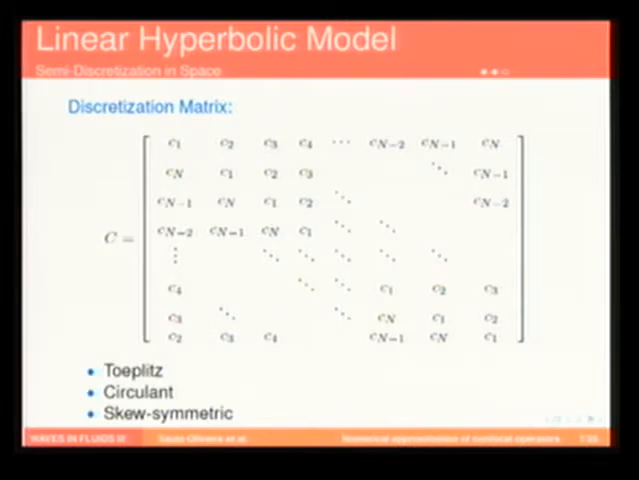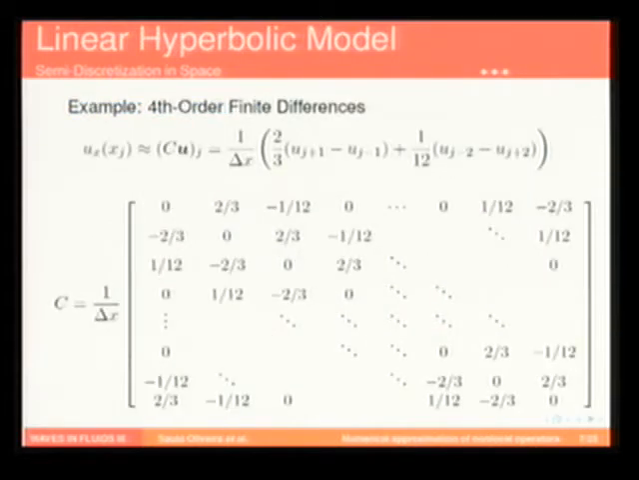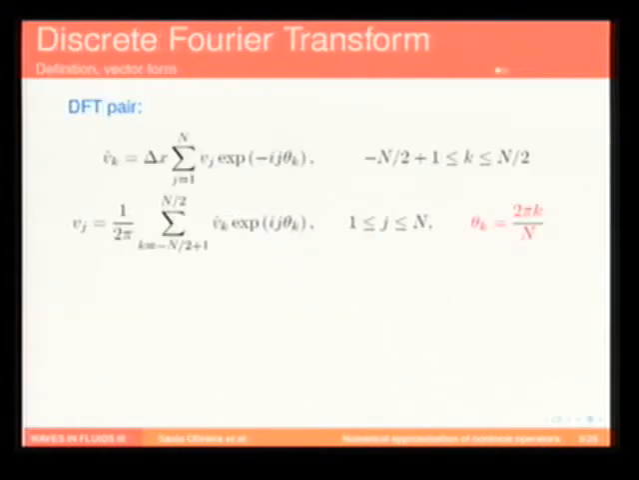That's how the matrix looks like. It's a Toeplitz matrix, so constant along diagonals, circulant due to periodicity. And we're going to consider schemes which yield skew-symmetric matrices. That's the one we're going to study. And schemes such as the fourth order finite difference that Eileen used 2 days ago. So that's how the matrix looks like for this fourth order scheme in space.